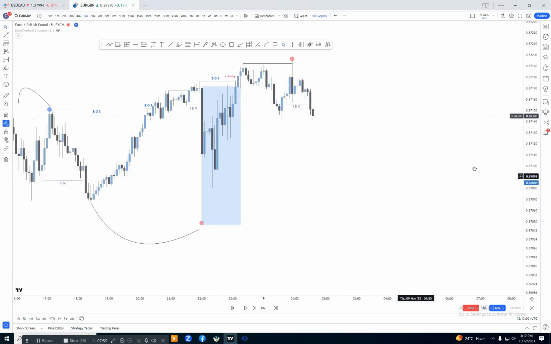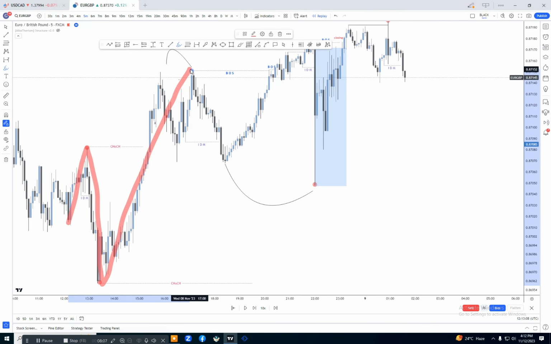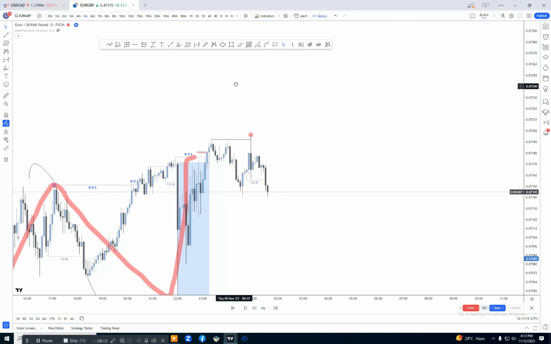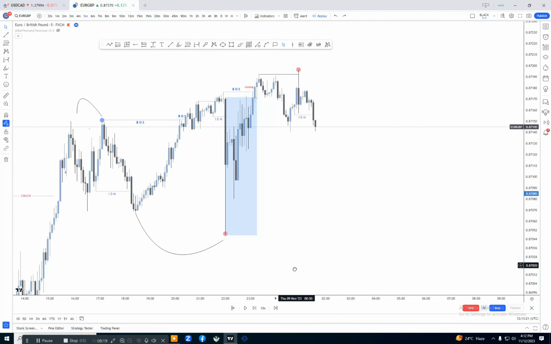Now how is the market structure happening? If we see here, this was our high and this was our low, this was our higher high and this was our lower low. Sorry, if we see here, this was our higher high. The structure is still bullish.